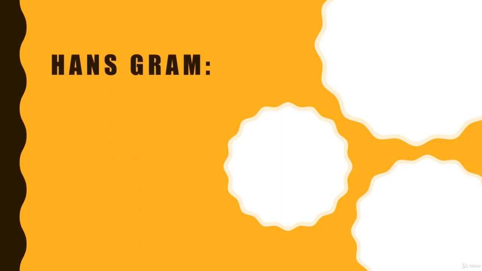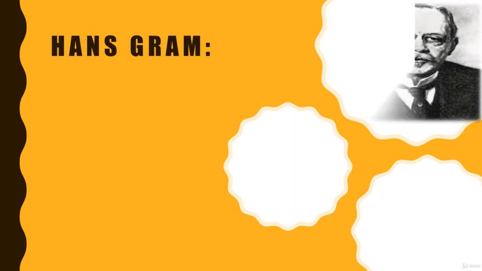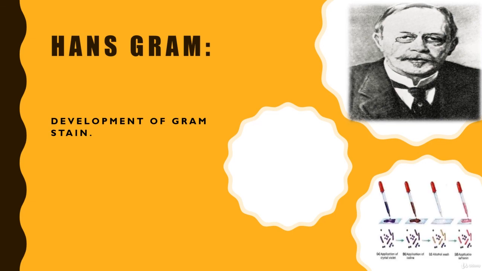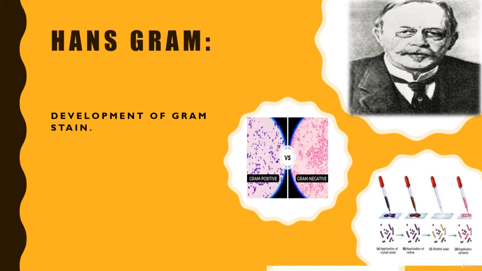Fifth, we have Hans Gram. He's a Danish bacteriologist who developed the Gram stain to differentiate between Gram-positive and Gram-negative bacteria based on the cell wall structure, and to make bacteria more visible under a microscope. Gram-positive bacteria appear violet or purple, and Gram-negative bacteria appear pink or red.